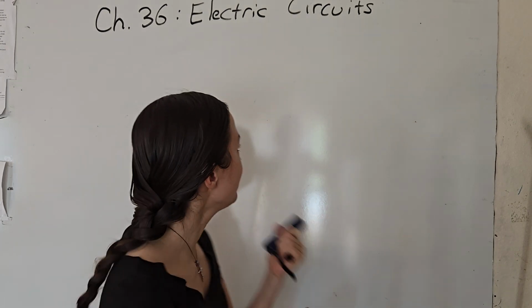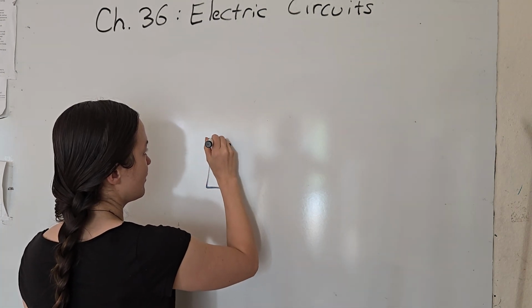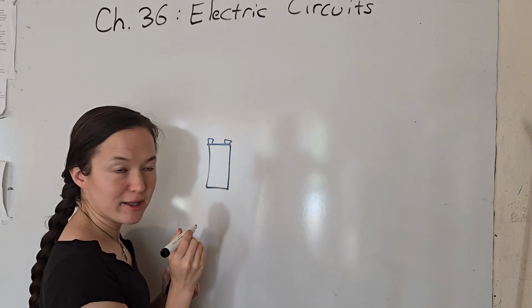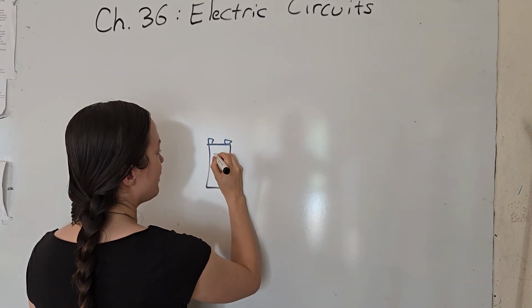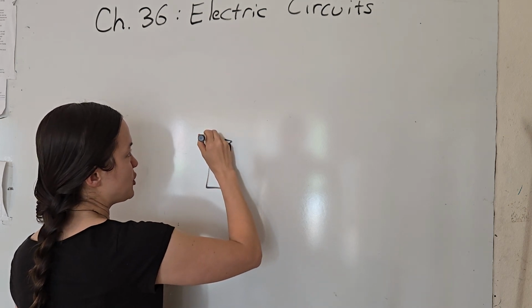And what's going on here is we've got our battery. It's probably a AA or something like that. So I'm going to say 1.5 volts. AA batteries are 1.5 volts. And it's attached to a metal.